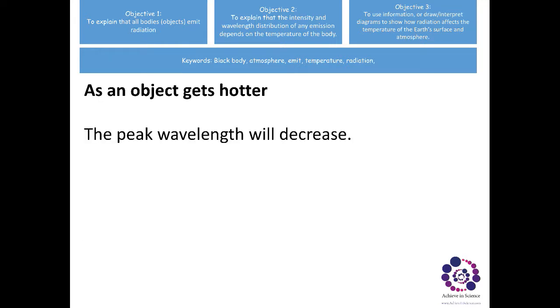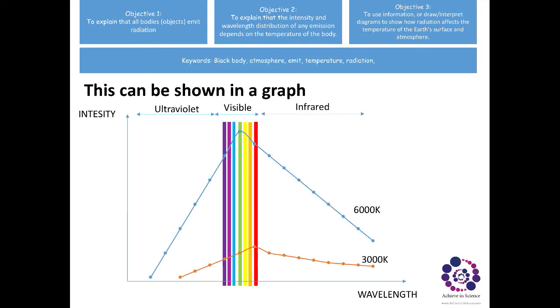So as an object gets hotter, the peak wavelength will decrease. This can be shown via a graph, where at 3000 degrees Kelvin, we can see the peak is here, between the orange and the red, whereas at 6000 degrees Celsius, when it's hotter, the peak is more at the green part of the spectrum. The wavelength decreases the hotter the object becomes.